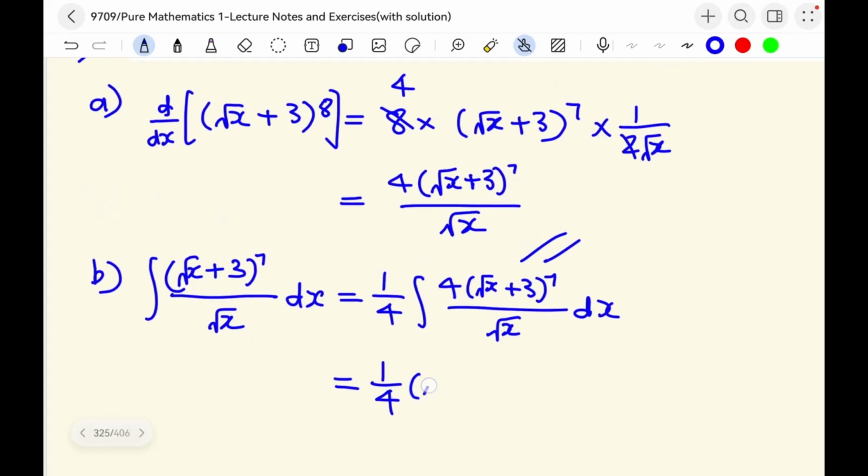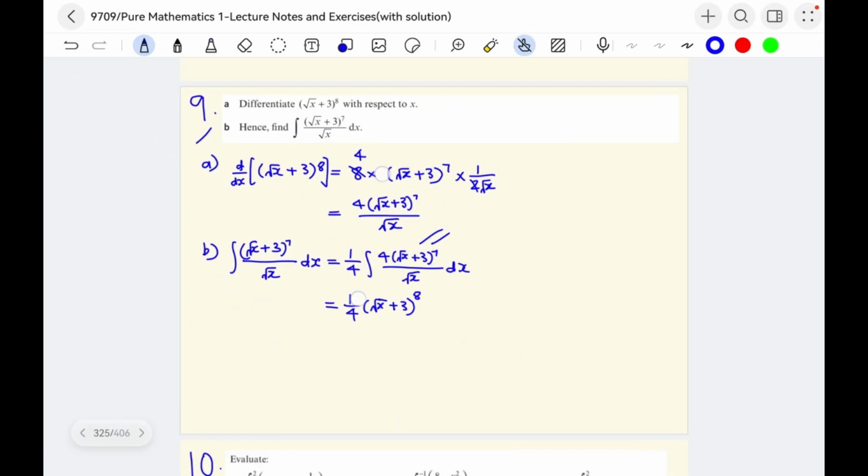So rewrite here, you should get the final answer of 1/4 bracket to the power of 8, inside is the square root of x plus 3. Yeah, that's all.